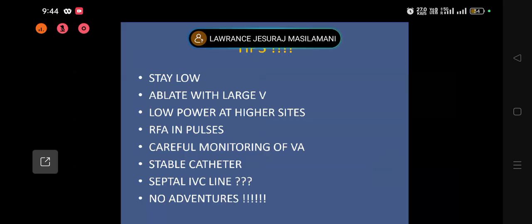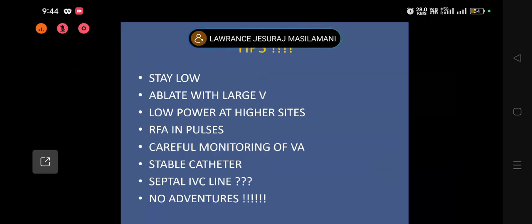You use a sheath if required and keep your sheath very stable. Septal IVC lines, sometimes I use, but very rarely. Maybe in the last 15 years, I would have hardly given 2 or 3 patients a septal IVC line, where we draw a line from the CS ostium to the IVC in very difficult, incessant AV nodal reentrant arrhythmias.